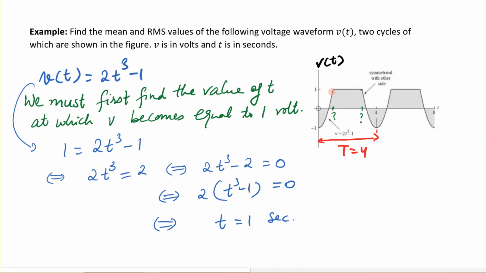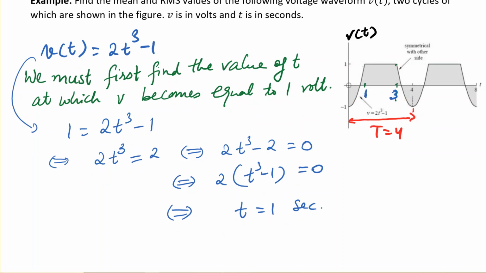So it means when t equals 1 second, voltage becomes 1 volt. So here we should have 1. And also we notice that by symmetry, the voltage stops being 1 when t equals 3. So from 1 to 3, the voltage is 1. If you're wondering how I know it's symmetric, it's given here that it's symmetric with the other side. So using that reasoning, I say that it stops being 1 volt when t equals 3 seconds.